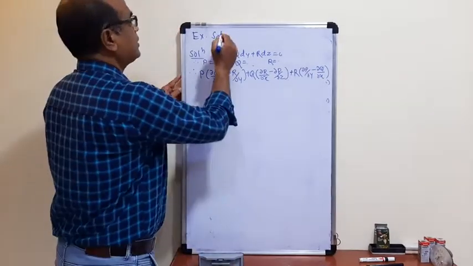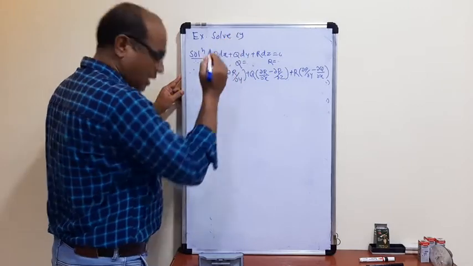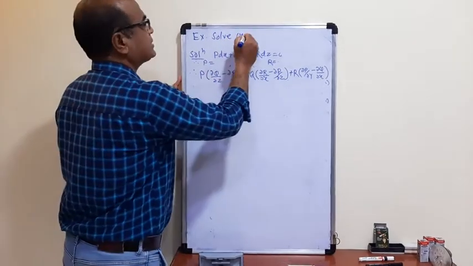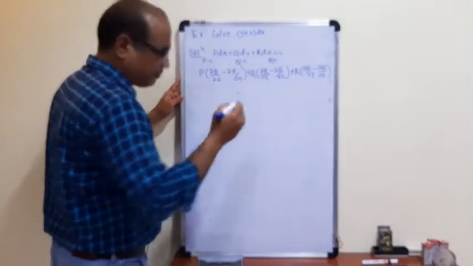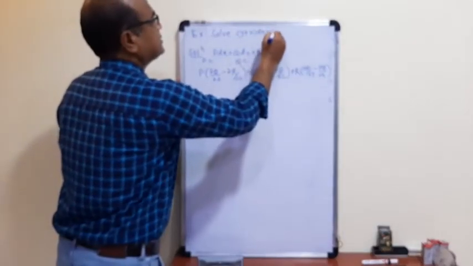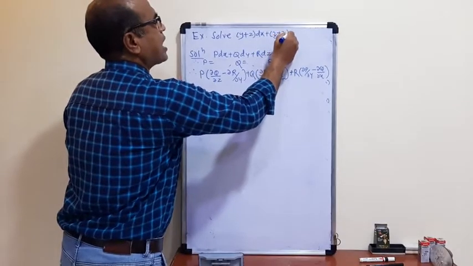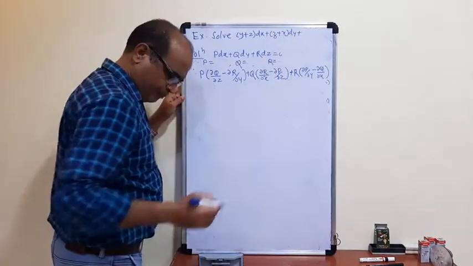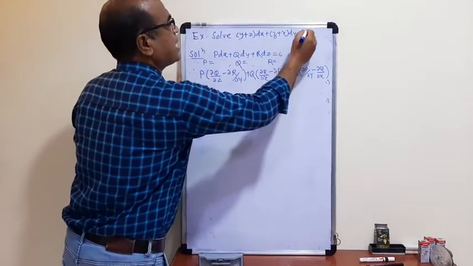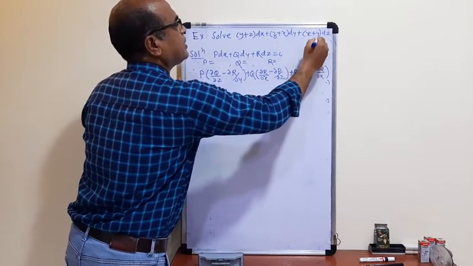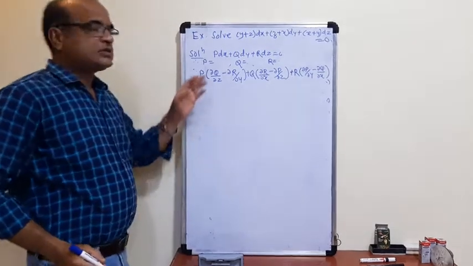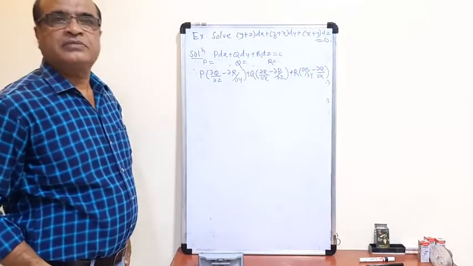So solve (y plus z) dx plus (z plus x) dy plus (x plus y) dz is equal to 0. Solve this differential equation.